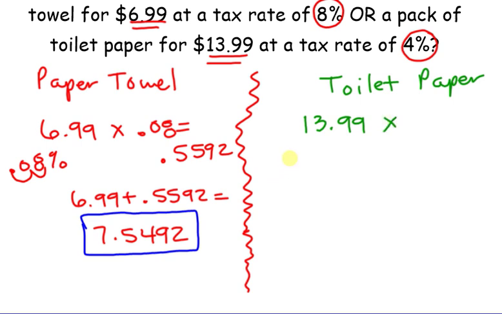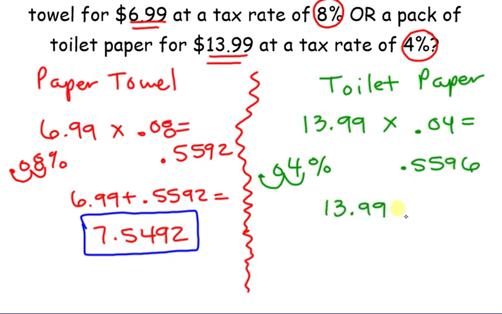$13.99 times, now this is a smaller tax rate, 4%. So I'm going to take it back 2 spots, put my 0 as a placeholder, times 0.04. Go ahead and calculate that. And so you're going to get 0.5596. That's how much your tax is, but add it back to the original bill. So $13.99 plus 0.5596. So add that up. And you're going to get 14.5496.